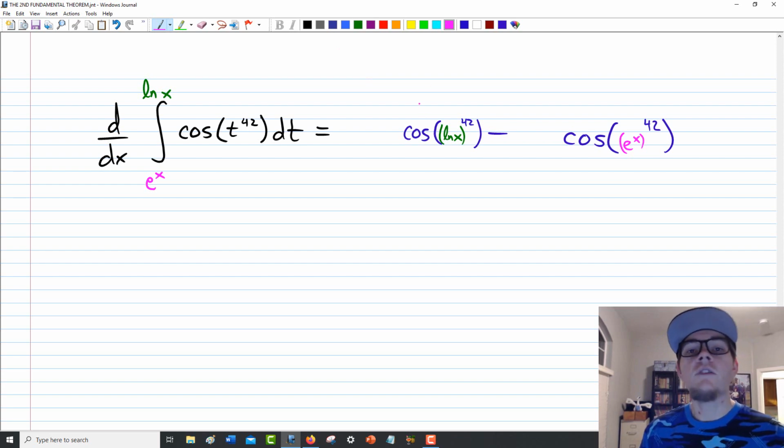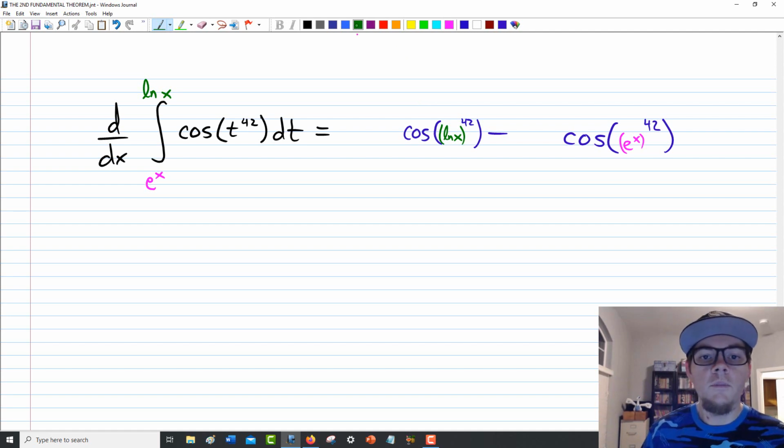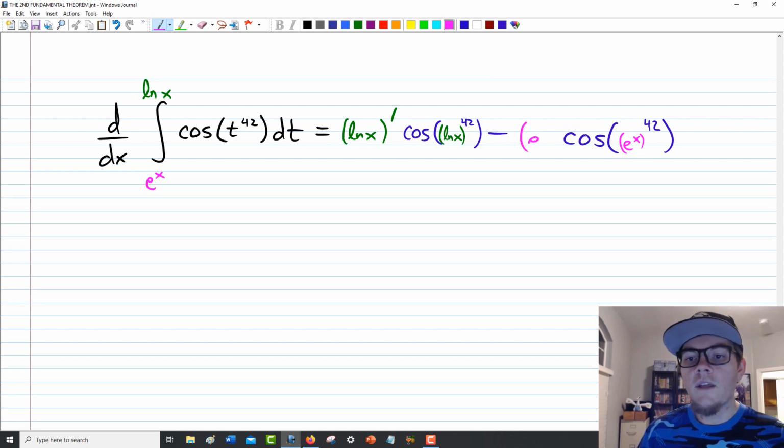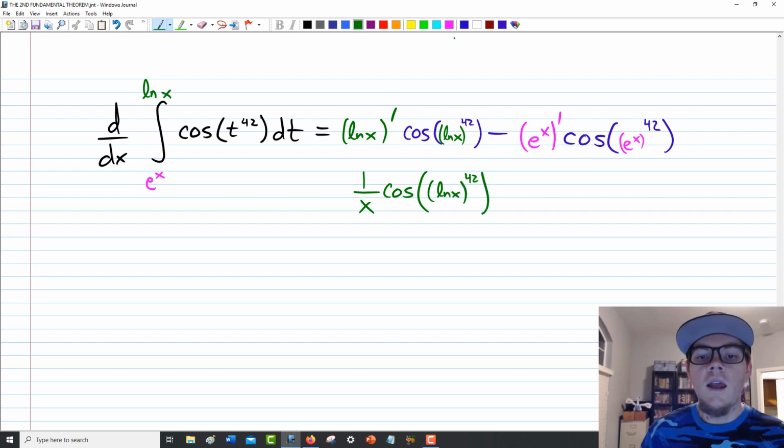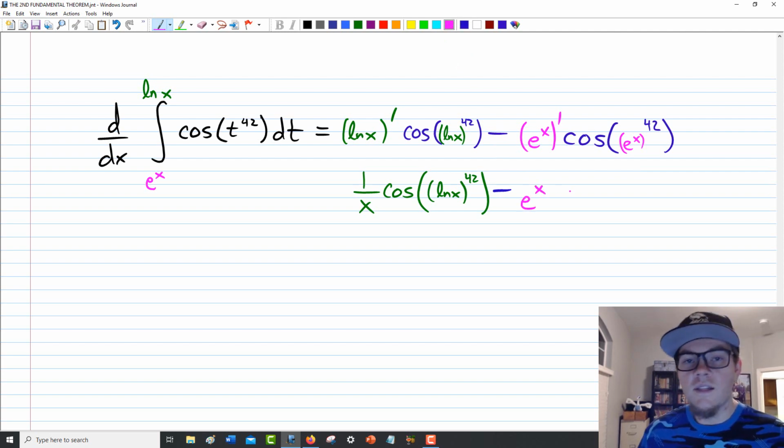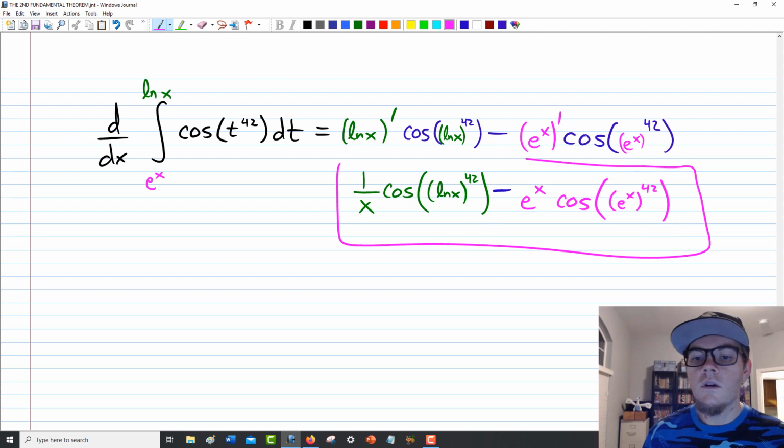Last but not least, because when we plug those in, we then take the derivative afterwards, that produces the need for a chain rule. So on the outside, we'll have the ln of x prime, and on the other one, we'll have e to the x prime. And of course, from there, it's just a matter of evaluating it. This is 1 over x cosine of ln of x to the 42nd power. And then that second one is going to be minus, and the derivative of e to the x is e to the x, and then cosine of e to the x to the 42nd power. And there is our result.